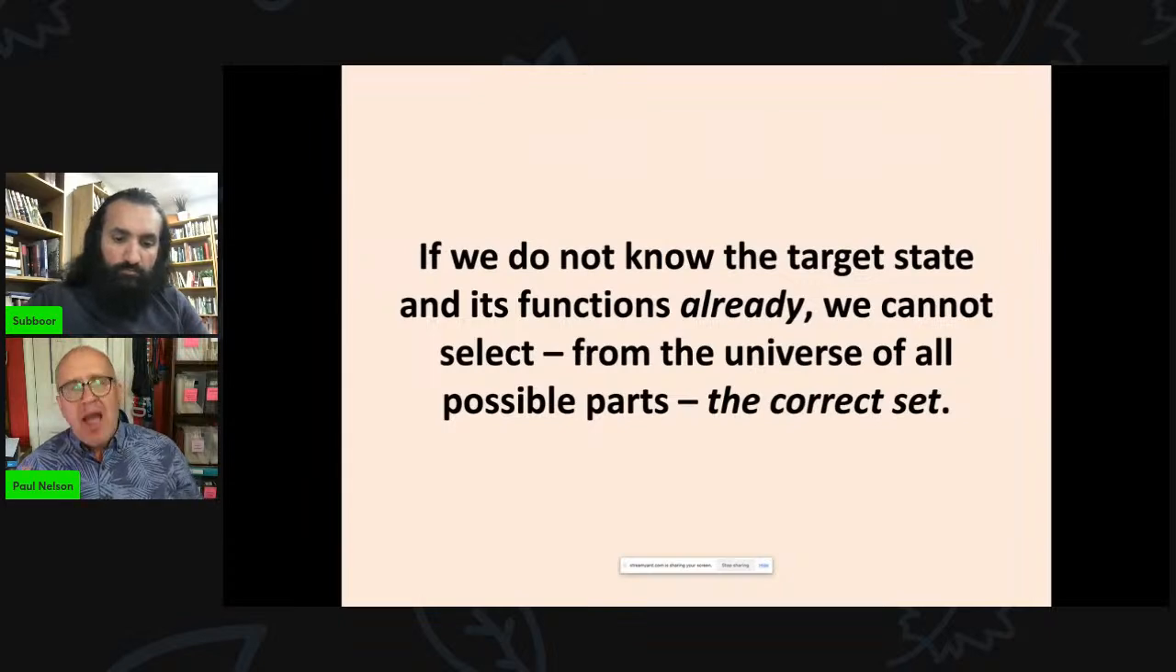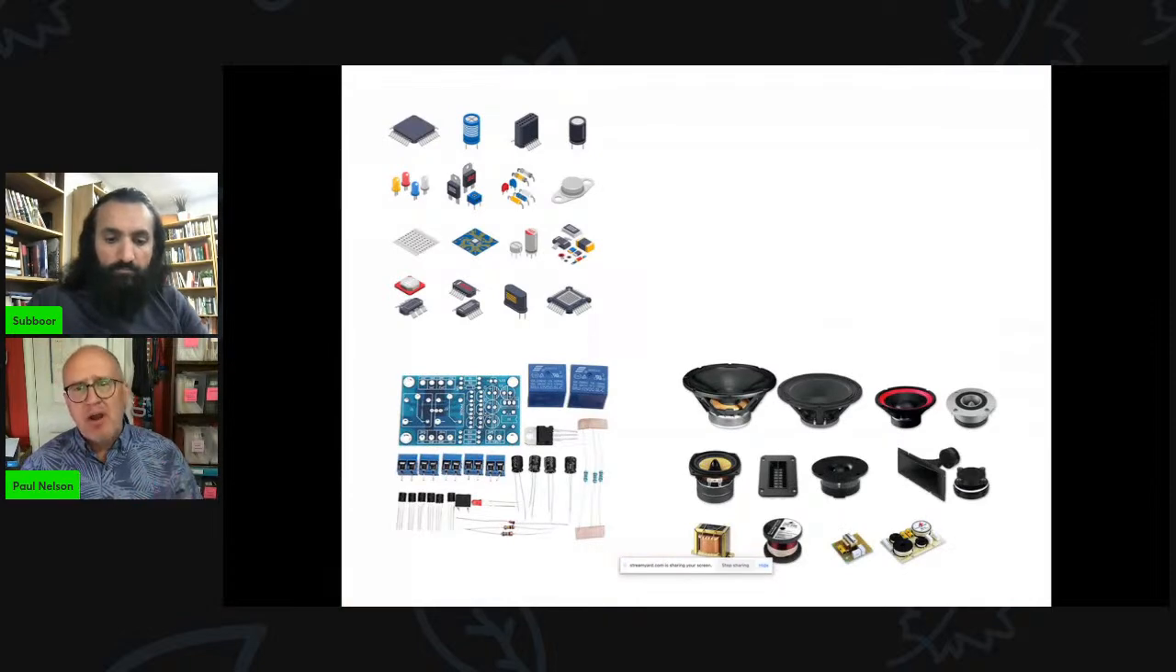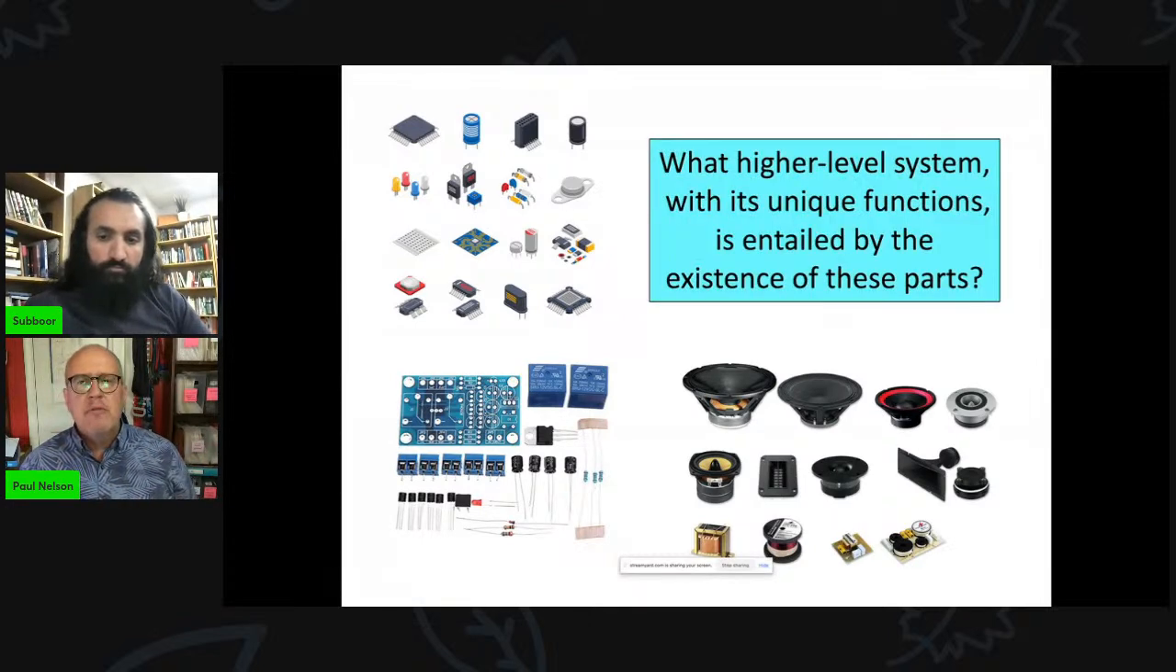Now, you have to have the target state. You can't start with the parts because from the lower level, you can go in all kinds of directions. So here I've just shown a bunch of speakers, transistors, a little motherboard there and so forth. Ask yourself this question: what higher level system with its unique functions is entailed by the existence of these lower level parts? And you say to me, well, Paul, I can't answer that because I can go in any number of directions given these parts.